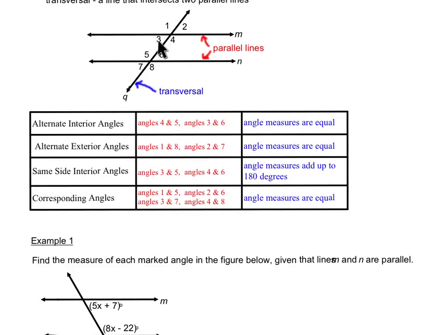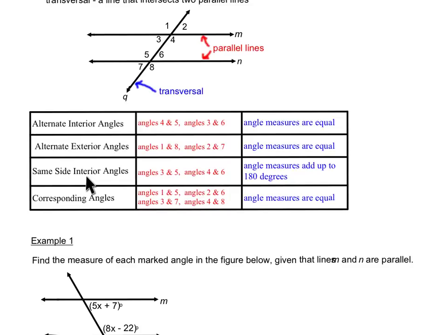So alternate interior are 3 and 6, and 4 and 5. And those pairs are congruent. So 4 is congruent to 5, and 3 is congruent to 6. Then we have alternate exterior angles. Again, they're on opposite sides or alternate sides of the transversal, but they're outside of the parallel lines. So we have 8 and 1, and 2 and 7. And again, those pairs are also congruent. 2 and 7 are congruent, and 1 and 8 are congruent.